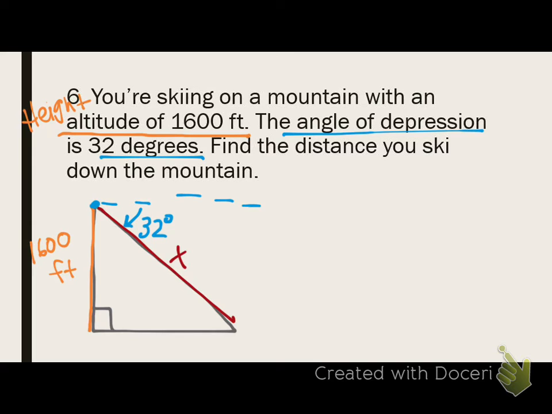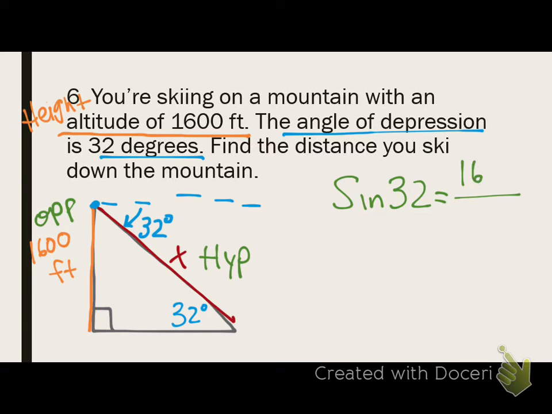Okay, so here's what we need to do. What do we know about the angle of depression and the angle of elevation? They're congruent because they're alternate interior. So we can mark this as 32 degrees as well. So from here, we're going to solve. I'm given an angle, so I can't use the Pythagorean theorem. I'm going to use a trig ratio. What kind of side is 1,600? Opposite. And then x is hypotenuse. So which trig ratio is this? Sine. From 32. So we're coming from this 32. Equals the opposite, 1,600, over the hypotenuse, x.